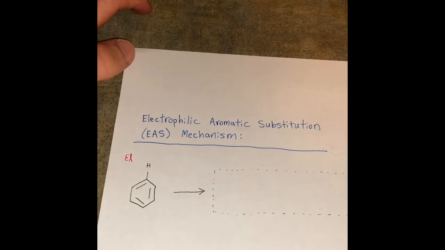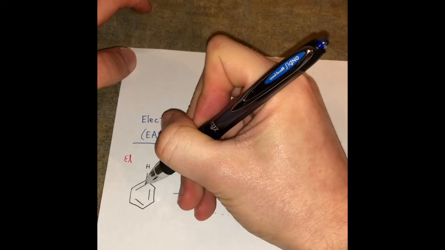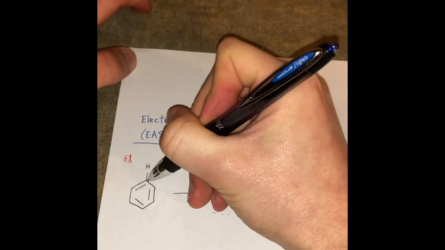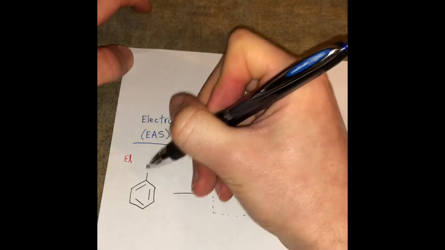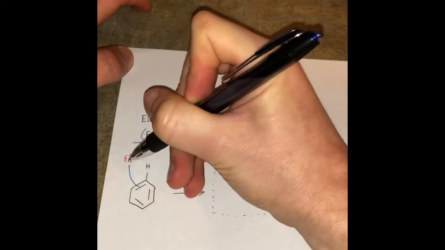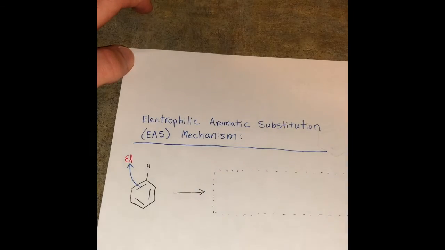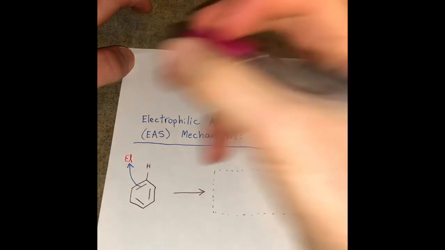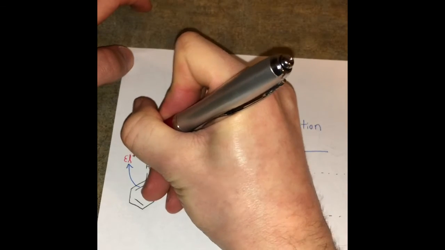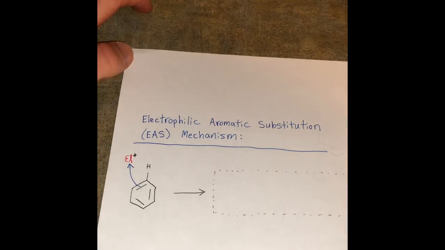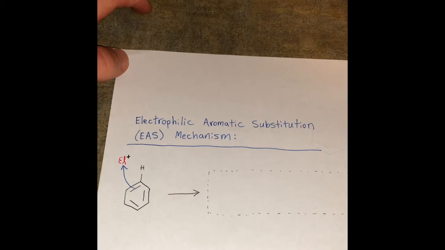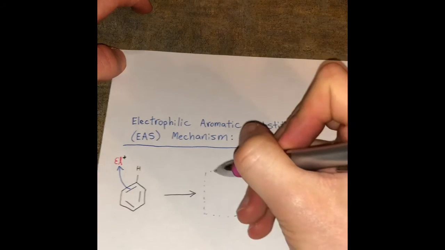And then the first step in this mechanism is that this pair of electrons that is in the double bond with the carbon with our H is going to come up and attack the electrophile. Remember, the electrophile has a positive charge on it because it wants electrons. Now when we do this, we end up with a few resonance structures.